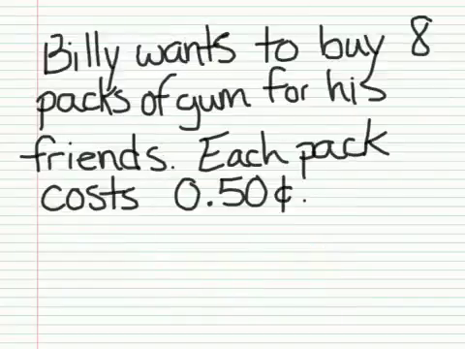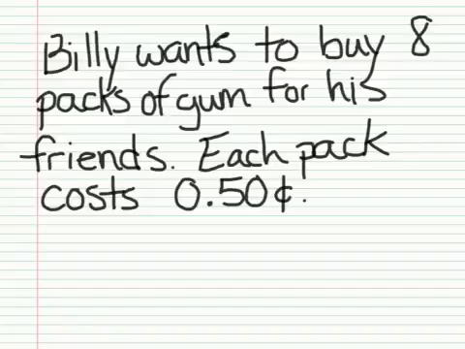So we're going to have Billy do something else for us and kind of see what happens. Now, in this one, Billy wants to buy 8 packs of gum for his friends. Each pack costs 50 cents. Now, there's a couple different things we can do here. Let's start off with a really easy method. It might take a little while longer, but it'll still work for us.